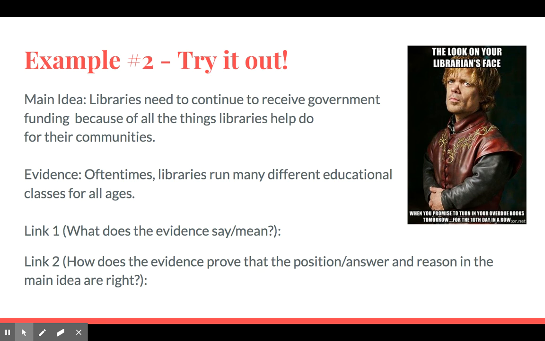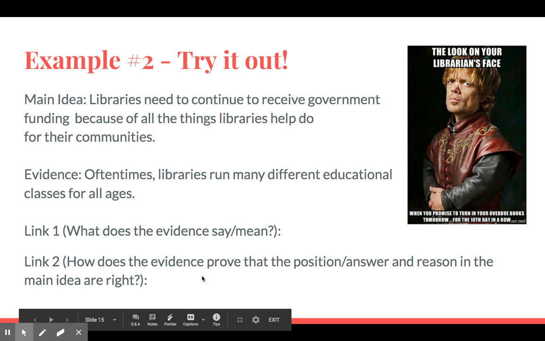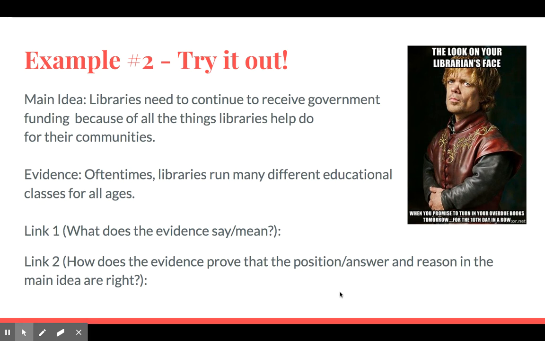So our main idea for this one: libraries need to continue to receive government funding because of all the things libraries do for their communities. Our evidence for that, oftentimes, another transition word, libraries run many different educational classes for all ages. So pause this video to write down your answers to these 2 link questions here. What does the evidence say or mean? And how does the evidence prove that the position or the answer and the reason in the main idea are right? Press play when you are ready to see some sample answers.